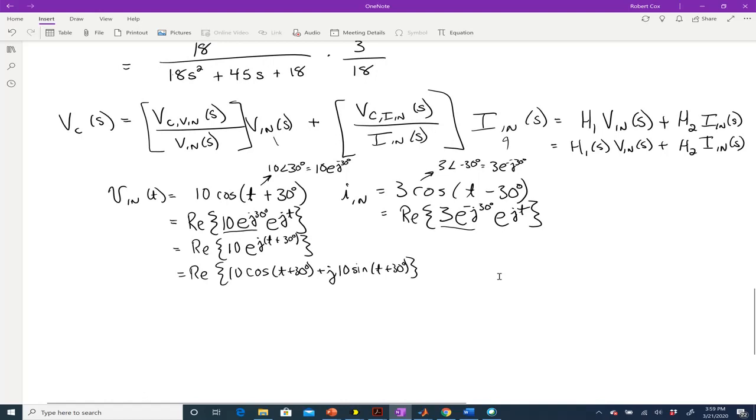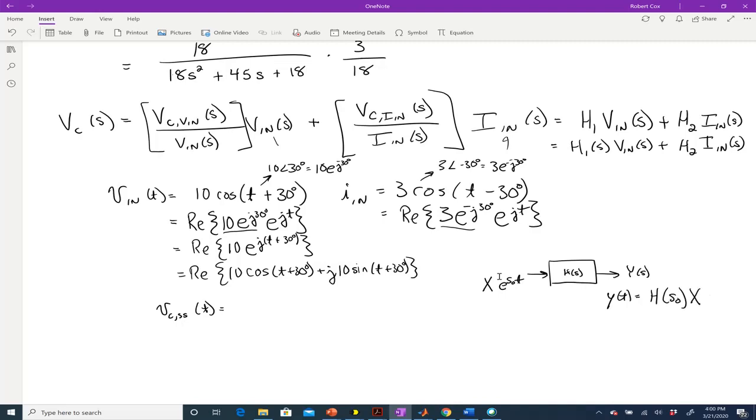If our interest is, as we have always said, the steady state component, what we've said in the past is that if I have a system h of s, and I have some input, call it x of s, and some output, call it y of s, then if the time domain waveform is some x e to the s naught t, the time domain output y of t is h evaluated at s naught times x times e to the s naught t. Well, I have a similar thing here.